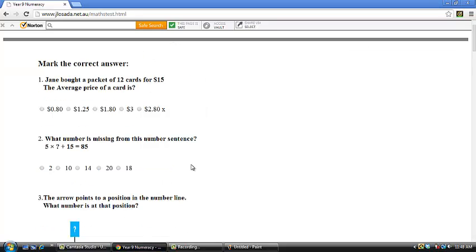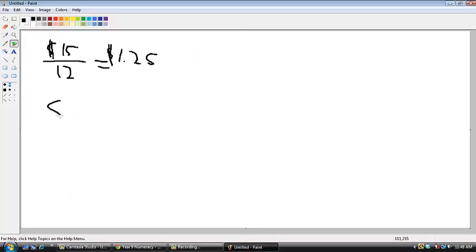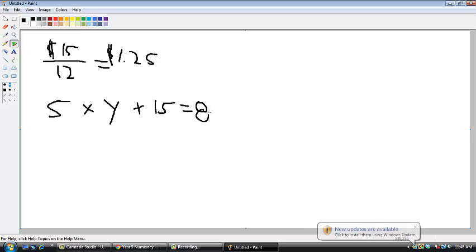Move to the second question. What number is missing from this number sentence? We have 5 times some number plus 15 equals 85. 5 times some number, let's call it y, plus 15 equals 85. So in this case we need to solve for y.